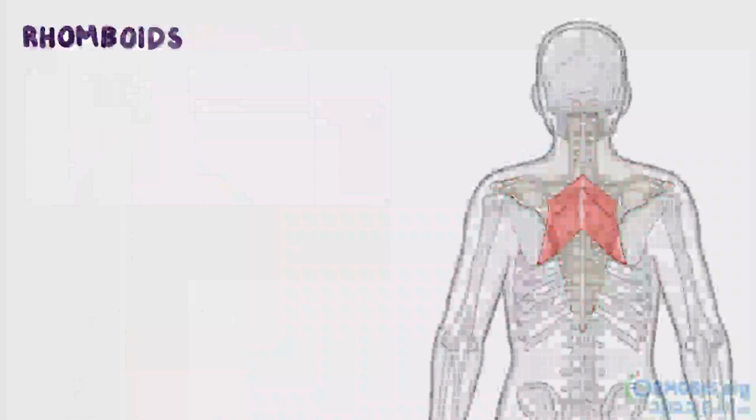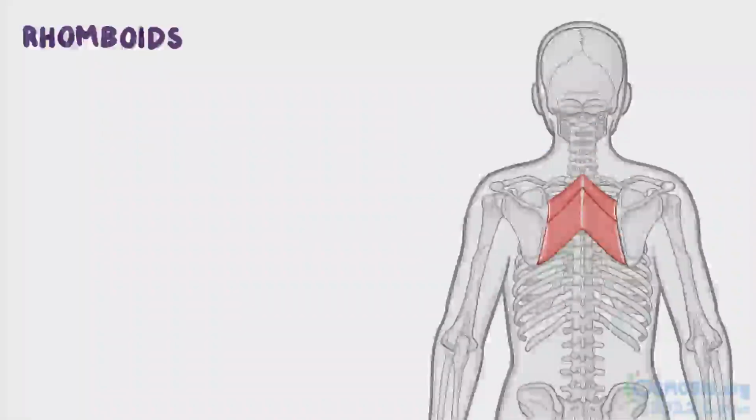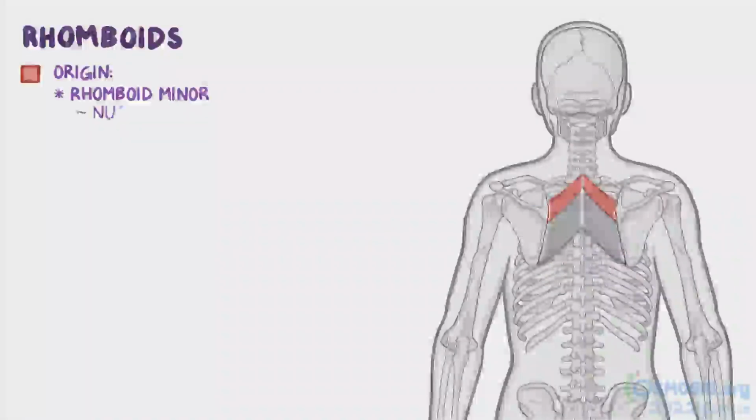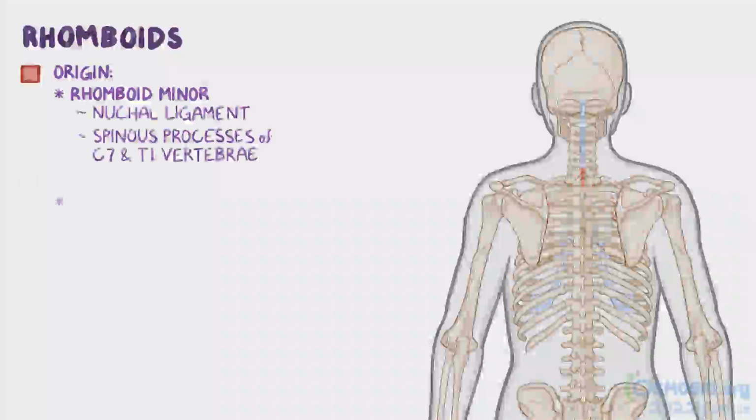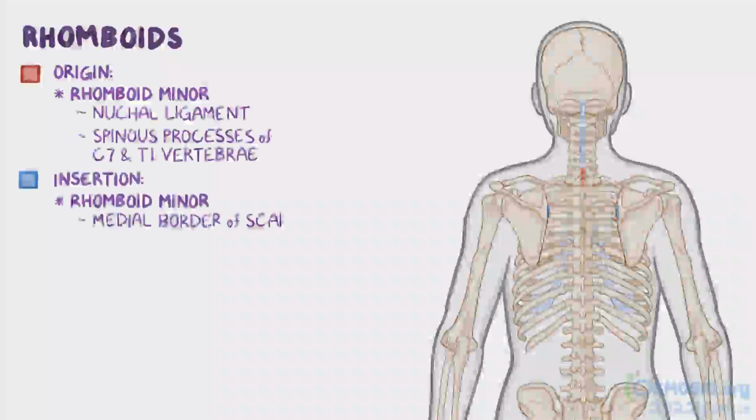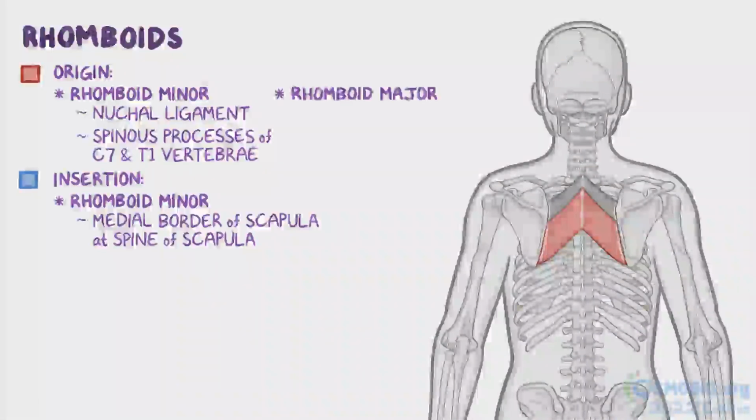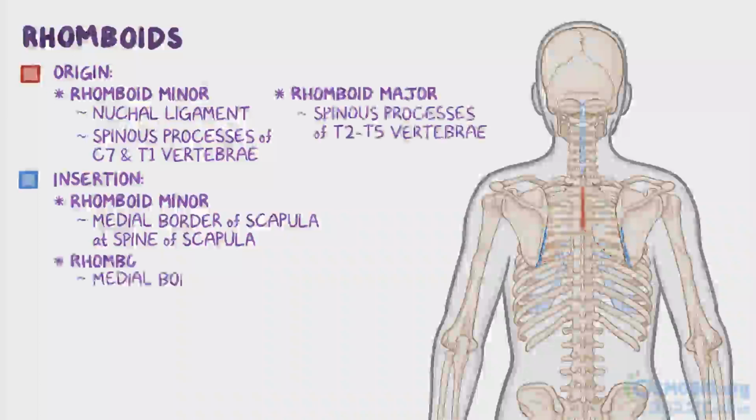Now let's have a look at the rhomboids, which are located immediately deep to trapezius. There are two muscles, rhomboid minor and rhomboid major, where the rhomboid major muscle is found immediately below rhomboid minor. Rhomboid minor originates on the nuchal ligament and the spinous processes of the C7 and T1 vertebrae, and inserts on the medial border of the scapula at the level of the spine of the scapula. The much larger rhomboid major originates on the spinous processes of the T2 to T5 vertebrae, and inserts on the medial border of the scapula, inferior to the spine of the scapula.